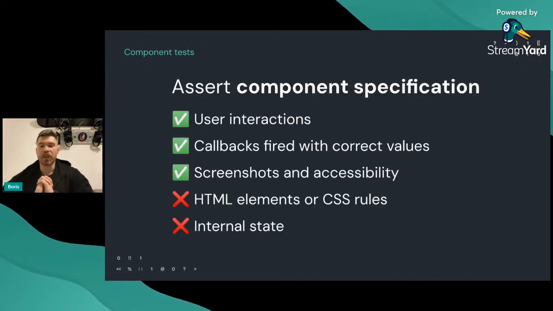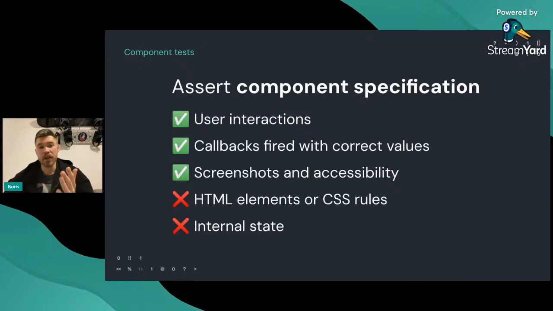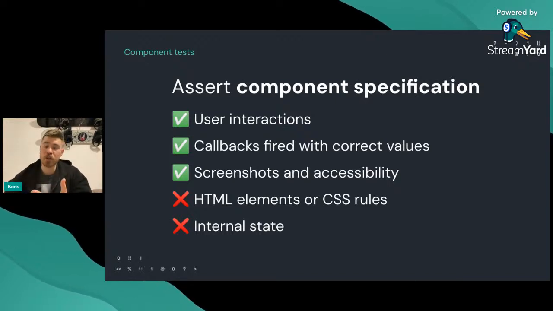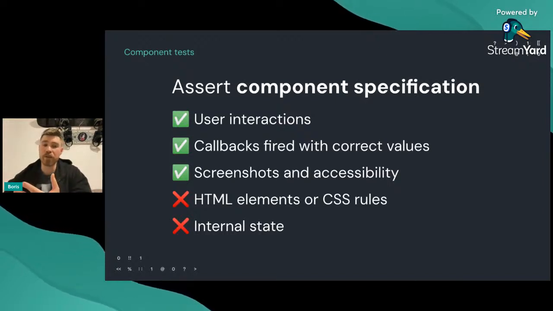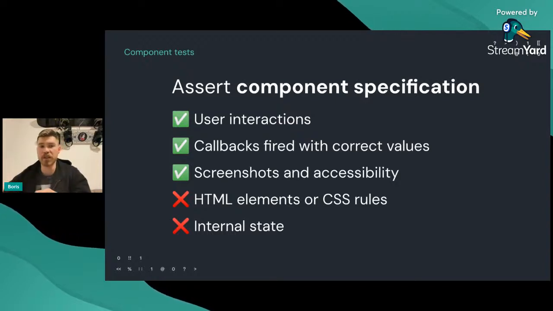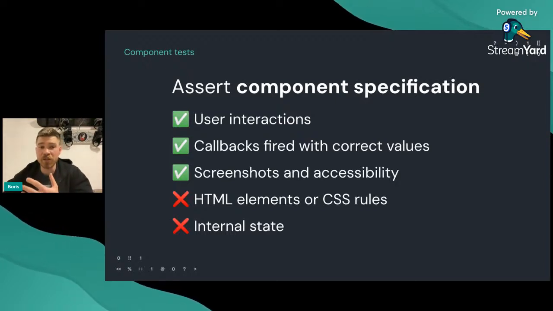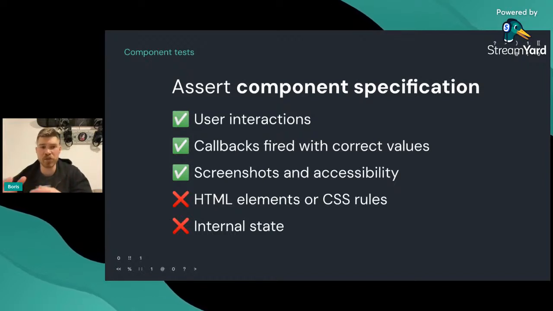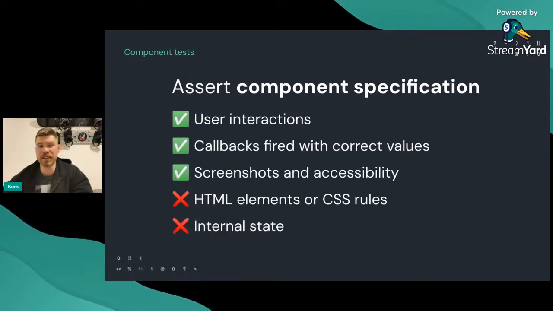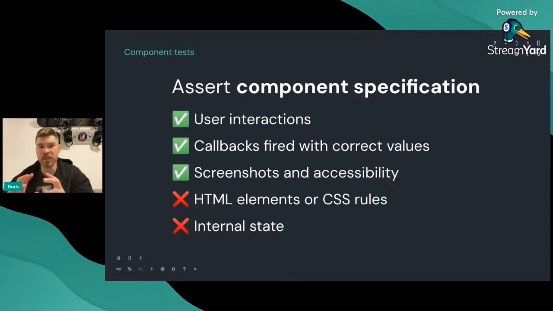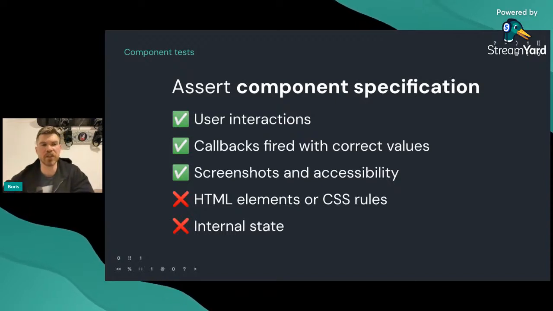All right, to sum up component tests, test user interactions, check whether callbacks are fired with the correct values, whether user interactions cause the desired effects, take screenshots, check accessibility, and remember, guys, it's about executable specification. Avoid testing HTML elements, asserting HTML structure, CSS rules, or any internal state. This is implementation detail. We don't care about that. If the component specification works, that's completely sufficient.